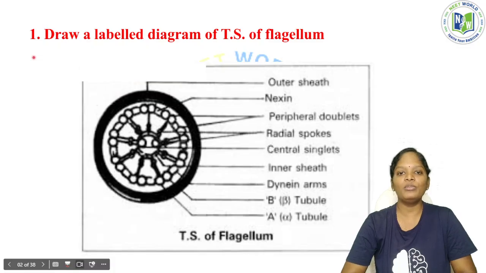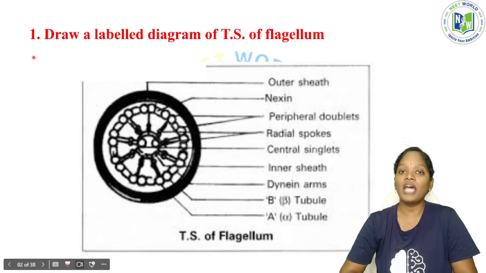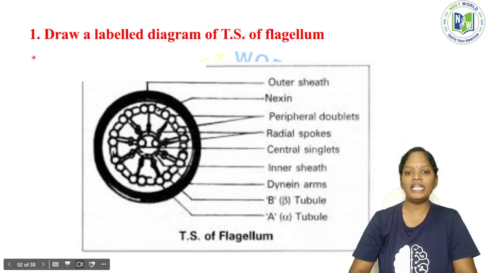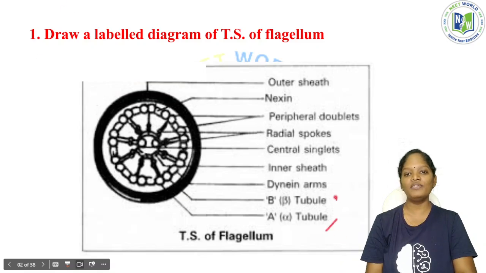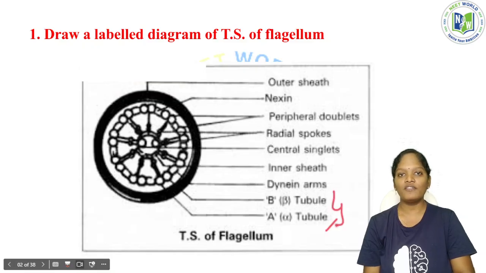Microtubule is the one involved in the movement of the flagella. Because of the movement of the microtubule, the entire flagella will move. That is why we say flagella is the locomotory organelle. But how does the flagella move? Because of the presence of the microtubule. And the beta tubule and alpha tubule are nothing but the subunits of the microtubule.